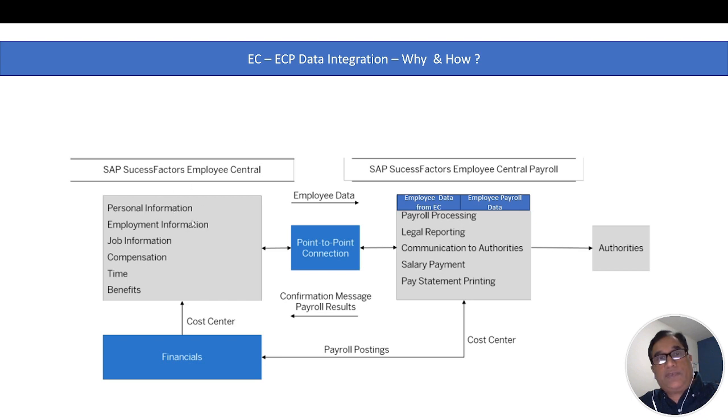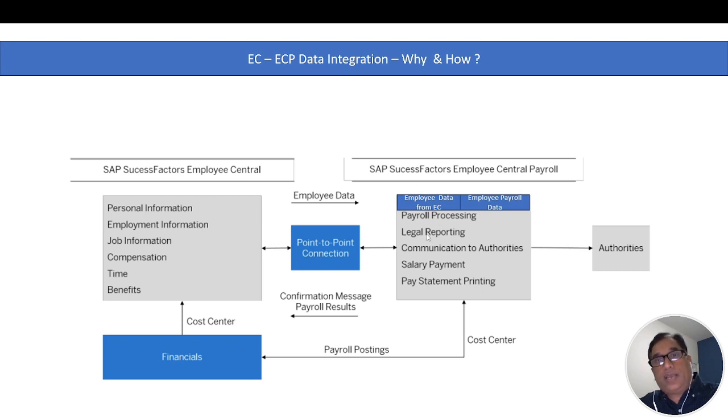So that's how the data from the EC goes into the ECP. It gets replicated in the ECP by point-to-point connection, as you can see in the arrow, employee data coming in. Also, the payroll data is entered directly into the EC payroll via the screens which we have exposed in Employee Central. We call them mashup screens. We call them mashup infotypes, right? Mashup screens.